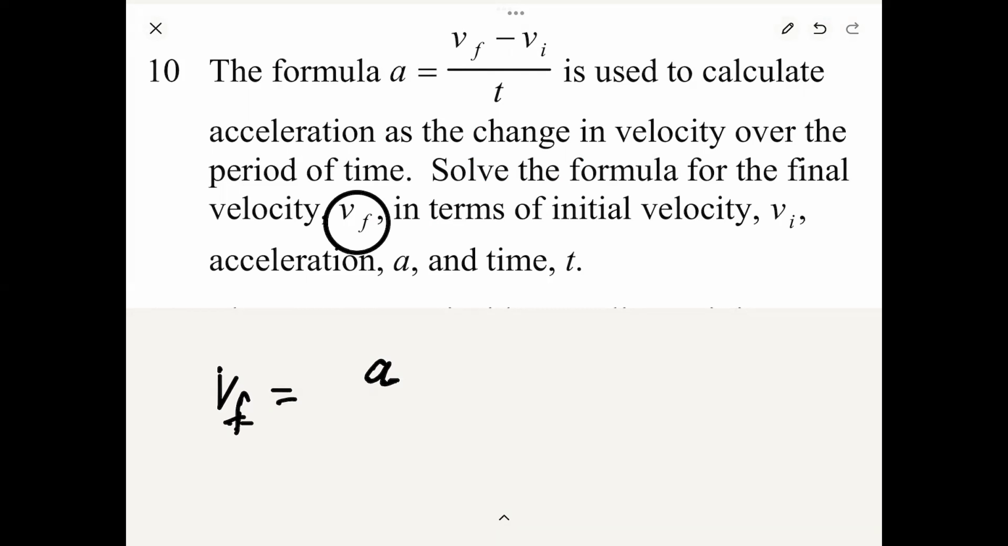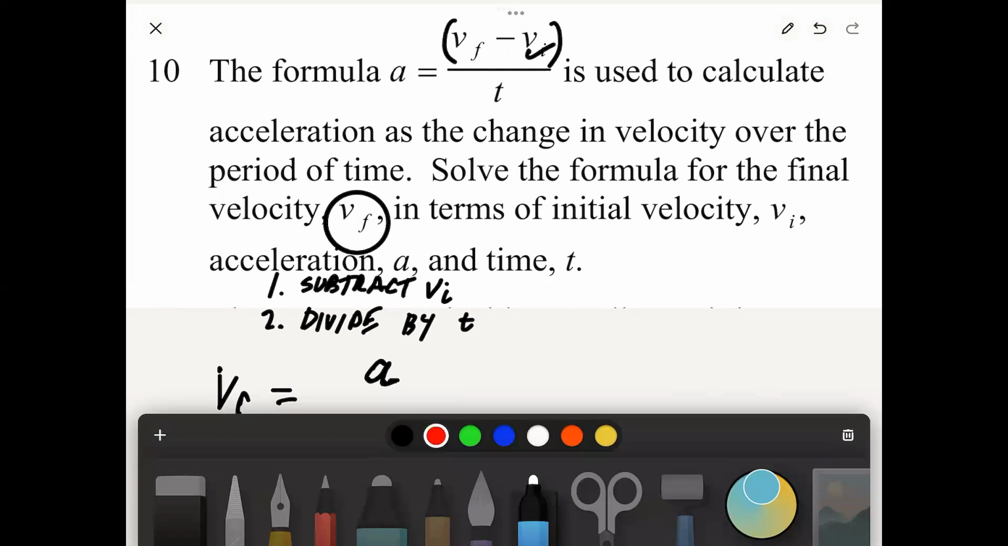Now, remember, when you have a stacked fraction, that implies parentheses. So when we're looking at PEMDAS and what's being done to the V sub F, the first thing that's being done is we are subtracting V sub I. And then the second thing that we're doing is we're dividing by T.